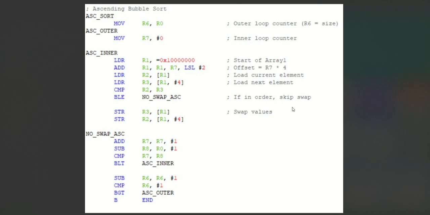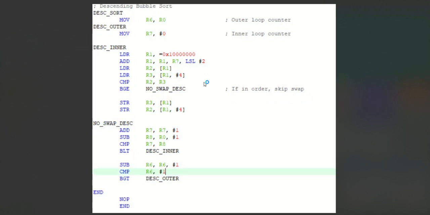Now let us see the code for the descending bubble sort algorithm. It is similar to ascending sort but reversed. We only swap if the first element is less than the second. This gives us a descending order sort. The logic and structure mirror the previous block.